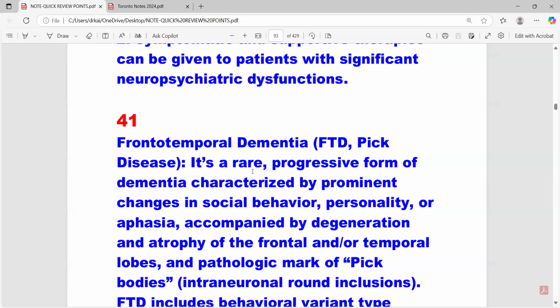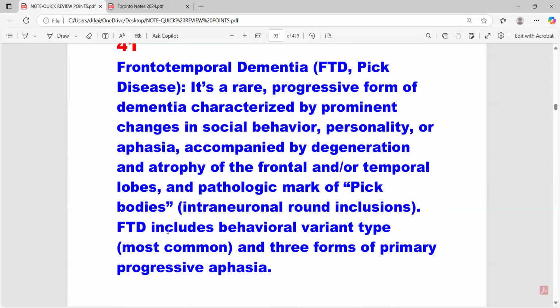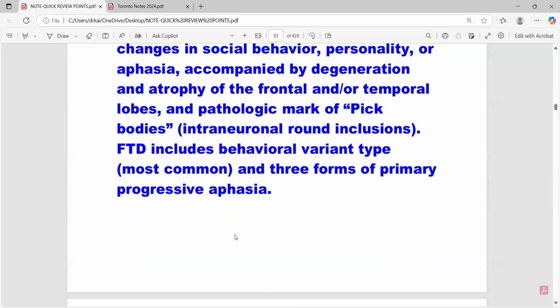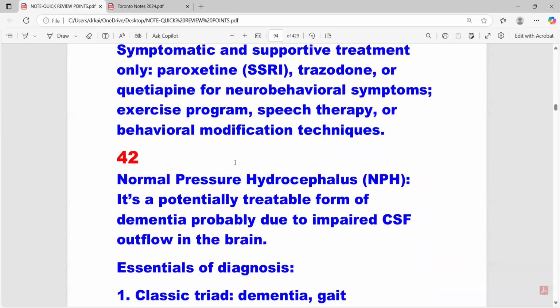So frontotemporal dementia is a rare progressive form of dementia. The main thing is social behavior. Like a woman can come to you and say, my husband is not behaving how he used to behave before, or his behavior recently changed. So in frontotemporal dementia, the behavior is the main problem along with amnesia. Then personality changes and aphasia, degeneration and atrophy of the frontal and temporal lobes, three forms of progressive aphasia. Then treatment is SSRIs or quetiapine.